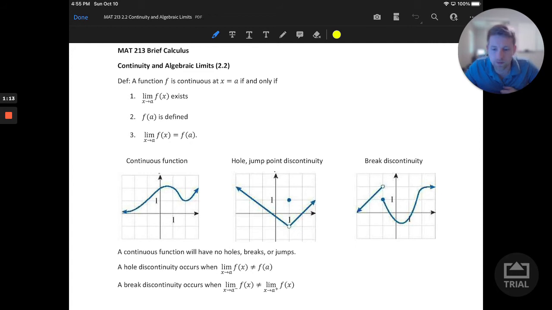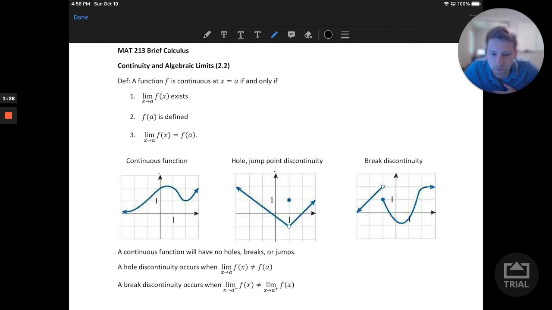So below here we have three graphs that specifically take a look at this idea of continuity. The first function on the left is where we have a continuous function over its whole domain. There are no gaps or holes or jumps in the graph, and so we'd say this function is continuous.